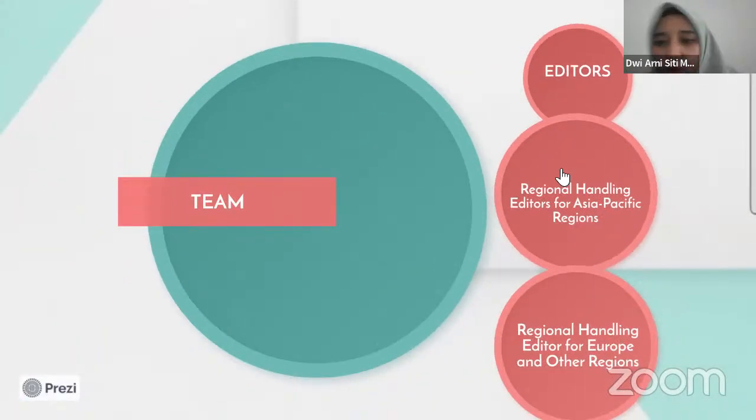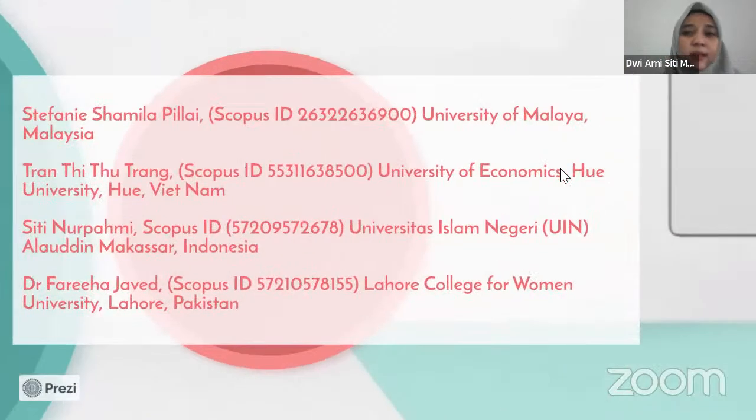Next, we go to the editors for Asia Pacific regions. For Asia Pacific regions, we have Stephanie Shamila Pillai from Malaysia, and then Tranti Tutrang from Vietnam, Siti Nur Fahmi with those Scopus ID. It comes from Alauddin Makassar from Indonesia, and Dr. Fariha Javed from Pakistan. Yeah, all of them have Scopus ID as stated on the slide.